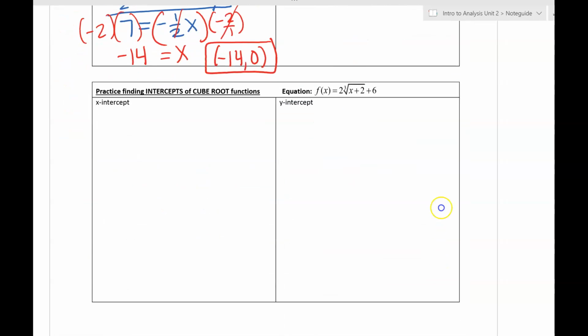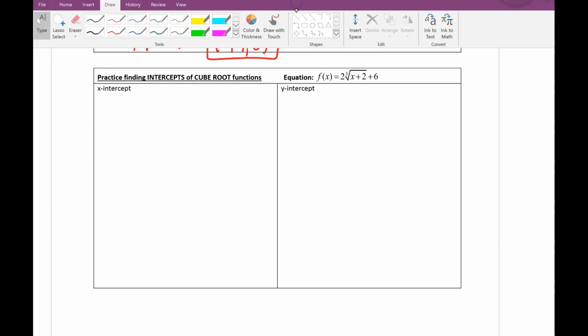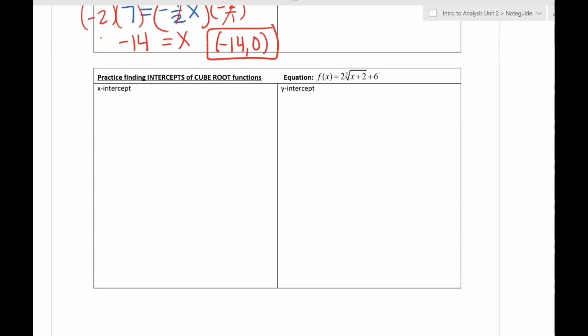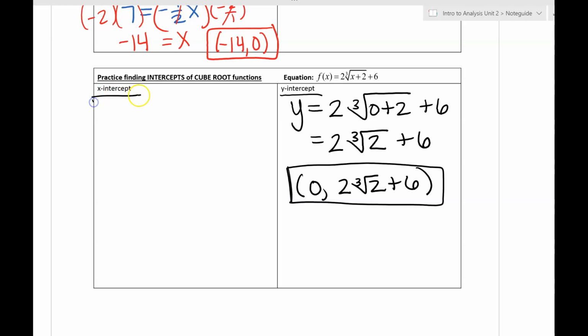I'm not going to make that same note for the cube root, because remember, you can cube root negative values. So here it's not nearly as important to check. If you've done everything right, your answer is going to be right. So for my y-intercept, I'm going to plug in 0 for x. Inside this cube root, I get a 2. And again, we don't want a decimal approximation here. So we're just going to leave 2 times the cube root of 2 plus 6. That's my y-intercept.